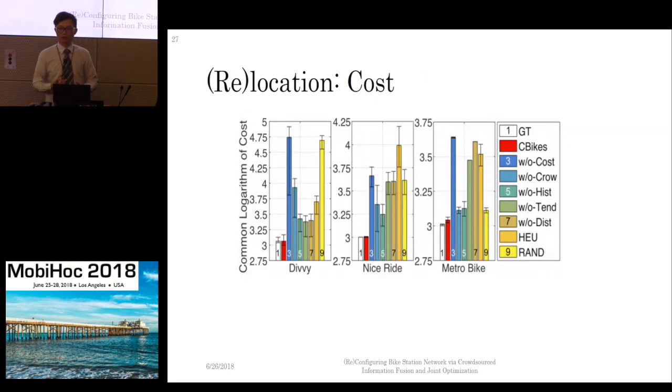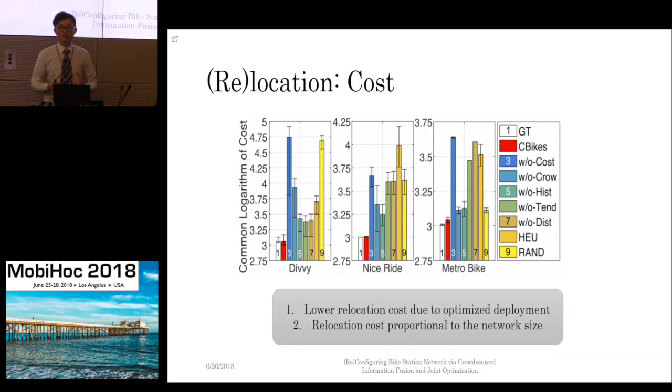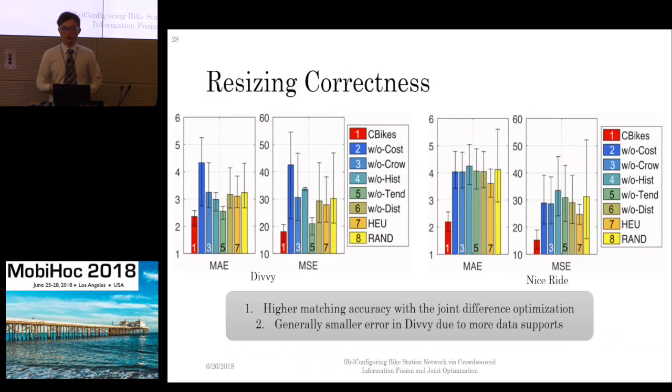We further show the relocation cost here. Overall, the CBIs achieve lower relocation cost compared with the other schemes. And this cost is also proportional to the network size. That's why DC has a slightly higher cost than the other systems. We also show the dock resizing correctness. We can see that there will be higher accuracy because we consider the joint difference optimization, and there will be generally smaller error in DC due to the more data support.